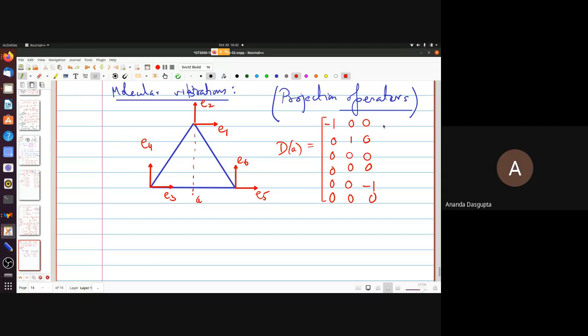What about E4? E4 will become? E6. Similarly E5 will of course become minus E3. So 0, 0, -1. And E6 will become E4. So 0, 0, 0, 1, 0, 0. This matrix is not that bad. It's not very difficult. Okay.